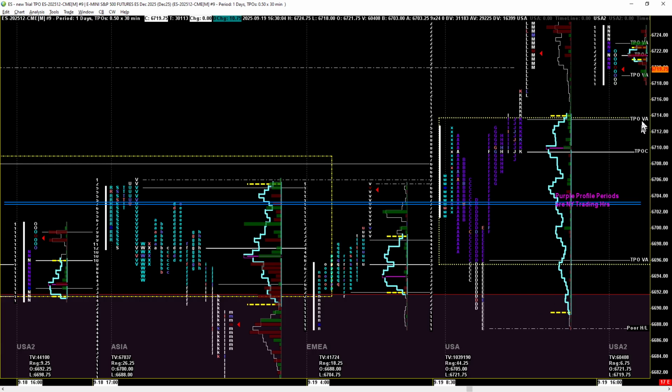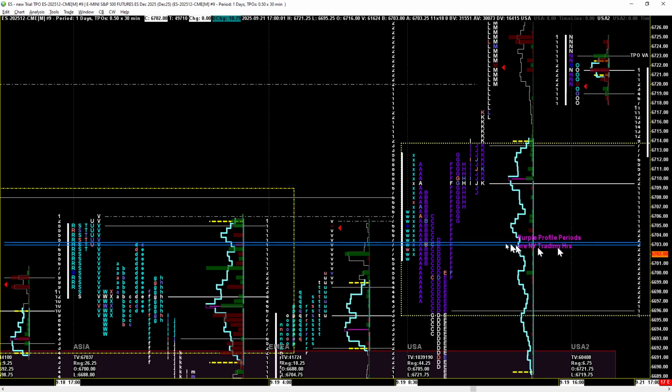So we might be looking for a retest of this value area high. All we know is that's strength, right? Said no lower, pushed back in, and bought back up. By the way, these blue lines right now are where the bid ask is.